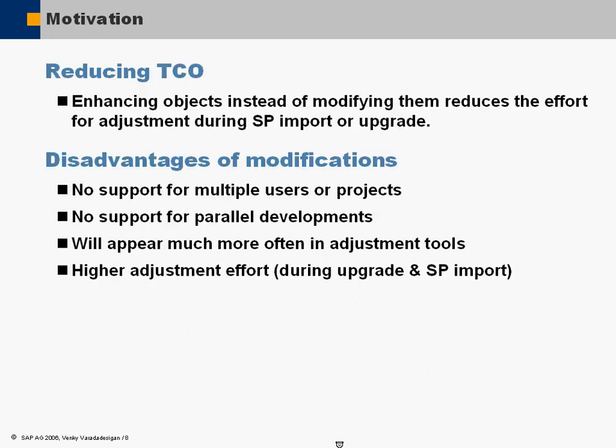So the motivation mainly is to reduce the total cost of ownership, because as I said, modification takes a lot more effort, and the disadvantages are that multiple users and projects are not supported, and also parallel development is not possible because the customers will be changing the same piece of code. Even if there are multiple projects or multiple departments trying to change the same code, they have to work among themselves, and parallel development is not possible. Also, there is higher adjustment effort during upgrade and SP import.